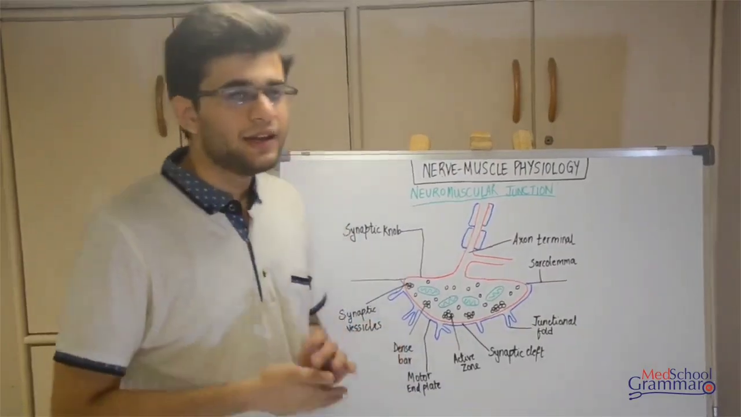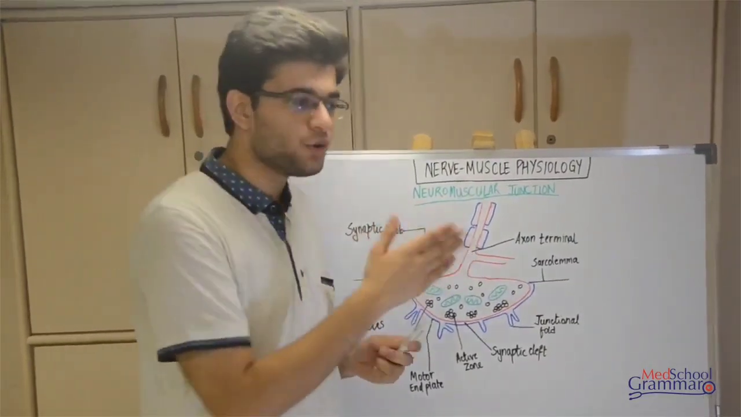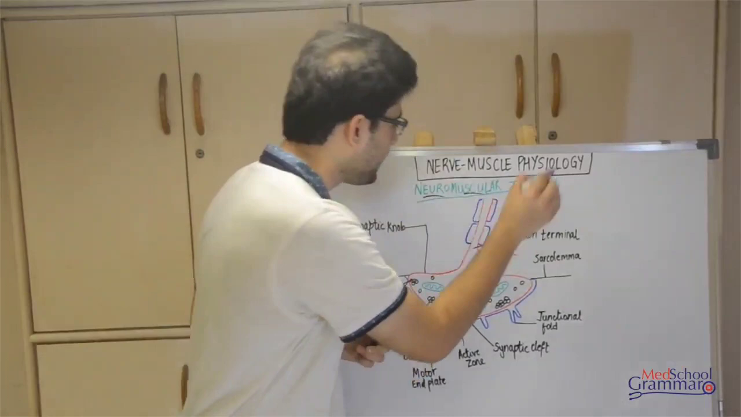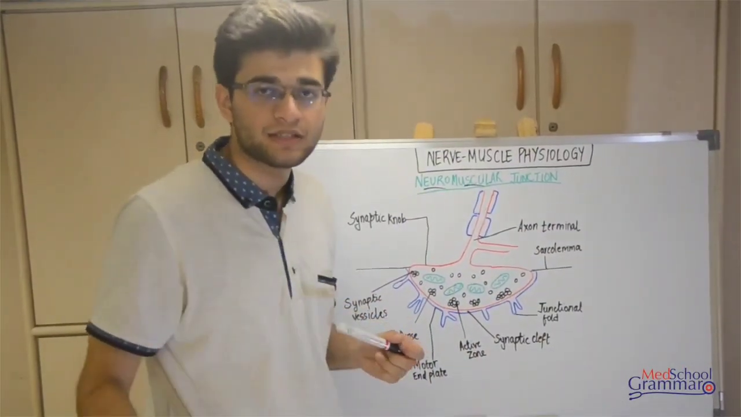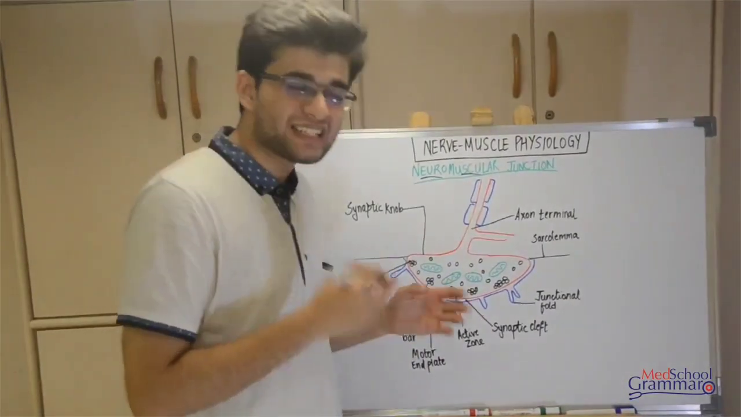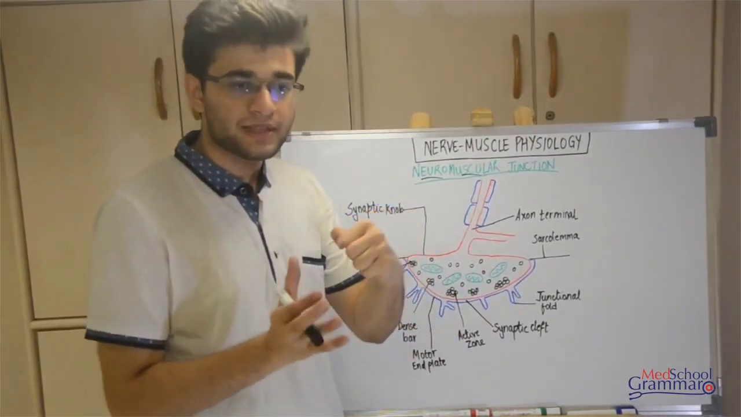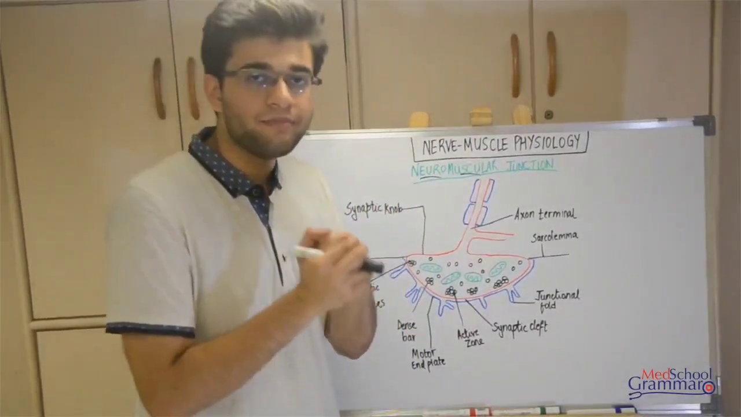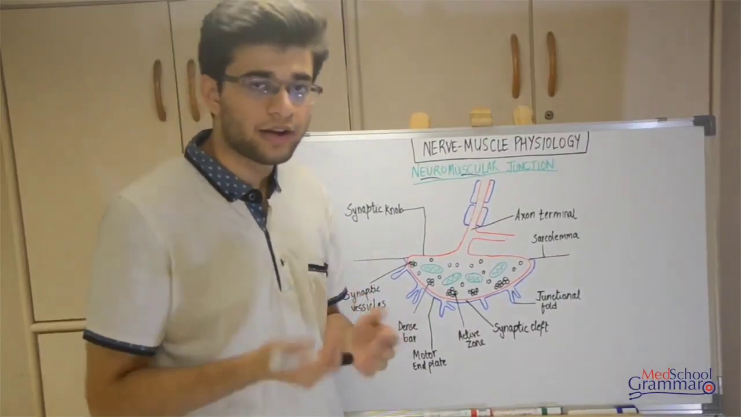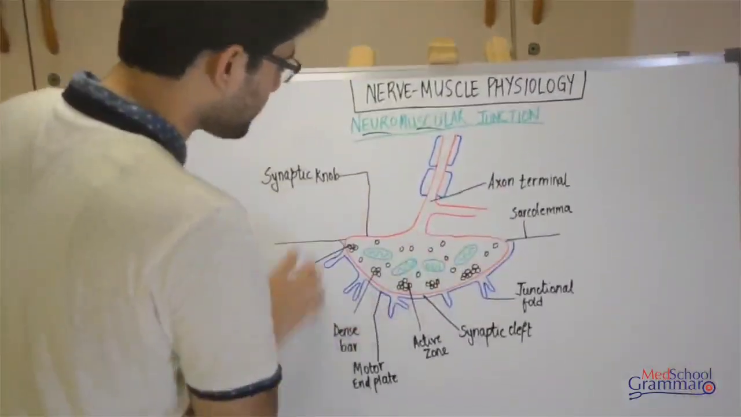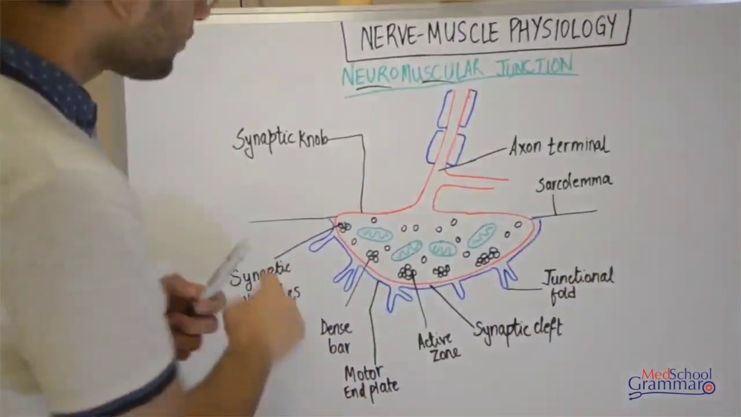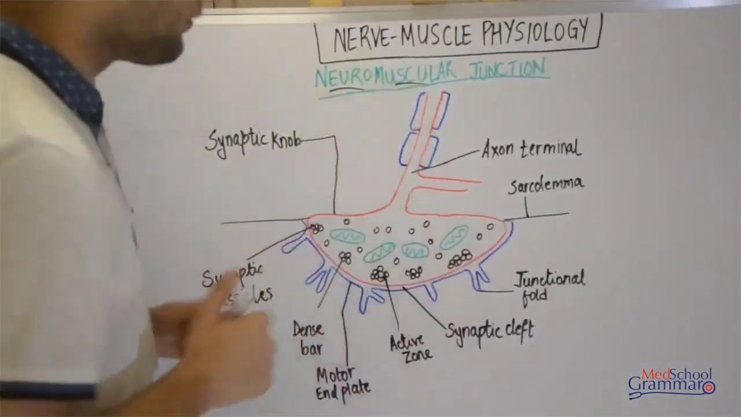What does it mean? Neuromuscular comprises two words, neuro and muscular. Neuro means the nervous part and muscular means the muscular part. So it is the junction of the nerve and the muscle. It is the part where the nerve meets the muscle. So this is a diagrammatic representation. This is the nerve, this is the muscle.